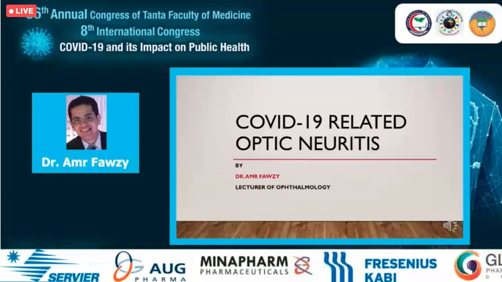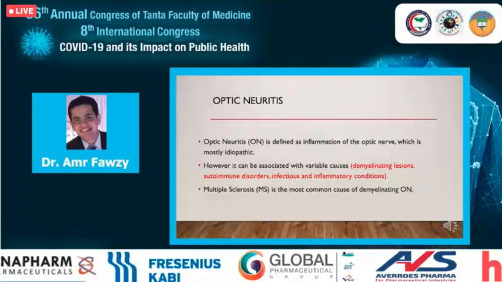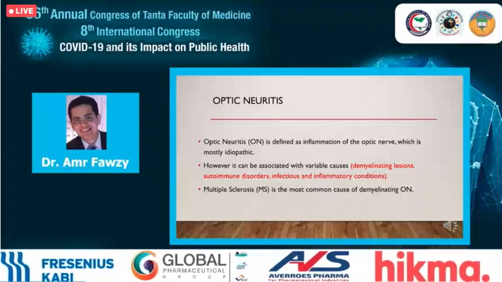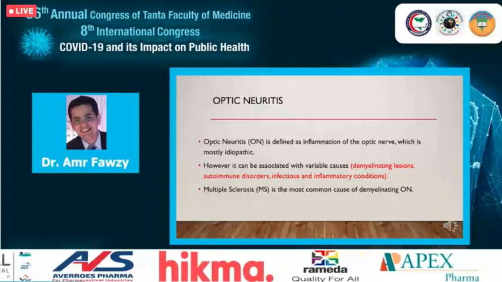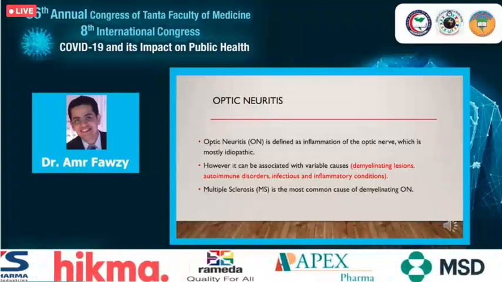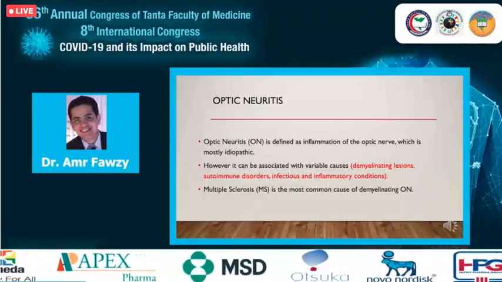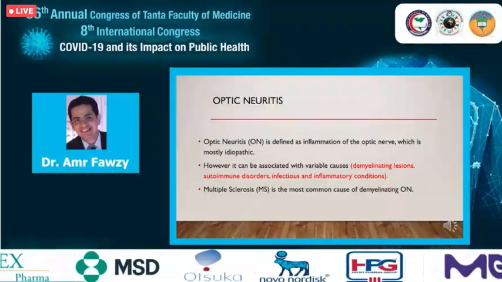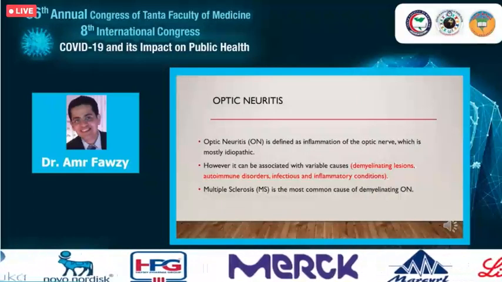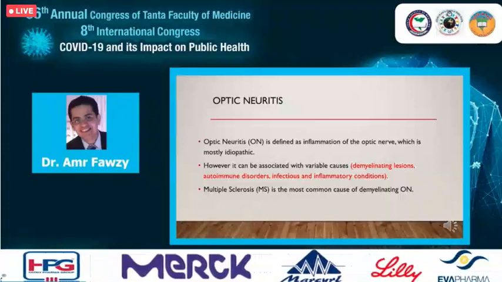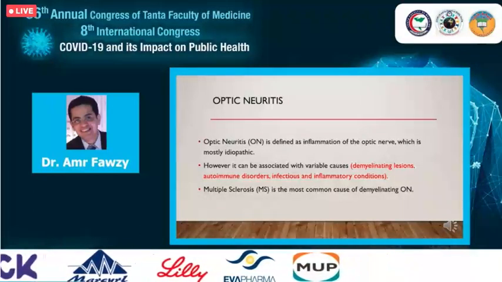Today I will discuss a presentation about COVID-19 related optic neuritis. Optic neuritis is defined as inflammation of the optic nerve, which is mostly idiopathic. However, it can be associated with variable causes like demyelinating lesions, autoimmune disorders, and infectious and inflammatory conditions. MS, multiple sclerosis, is the most common cause of demyelinating optic neuritis.